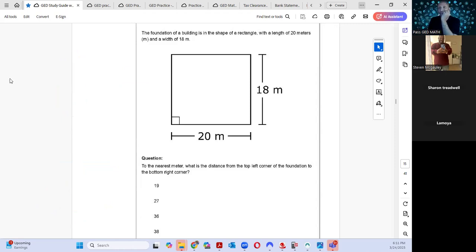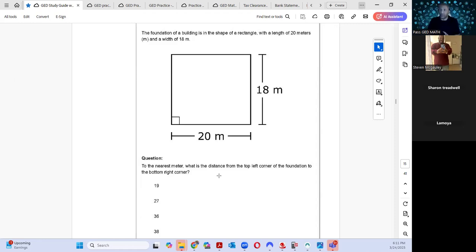Because it's a square right there, which makes it a right triangle. Well, how do we know it's a right triangle? When you've got a rectangle, every interior angle of a rectangle is 90 degrees. That doesn't make it a right triangle, right? So we have to make it a triangle.